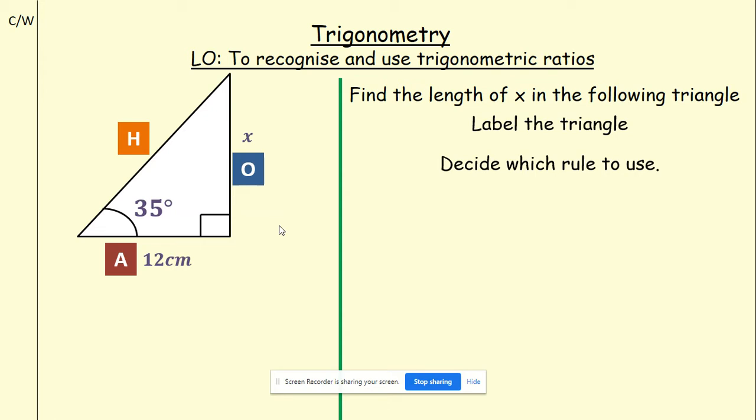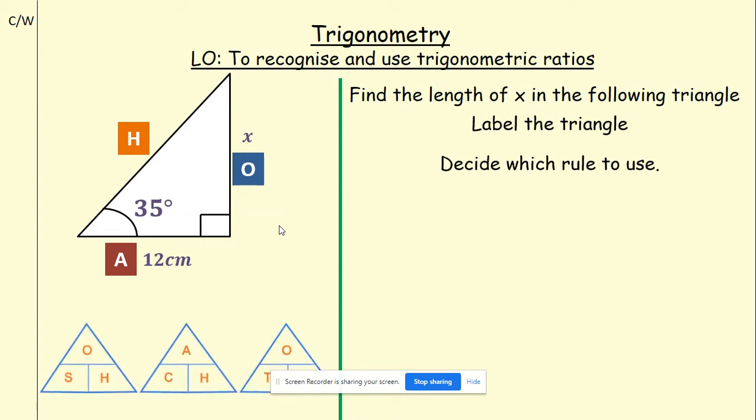Then we need to decide what rule to use. So remember how we draw our little triangles? Got them down the bottom here. So what information have we got? We've got adjacent, we're looking for opposite. So we need to pick one of these that has got adjacent and opposite in it. So I can see that that must be my tan.